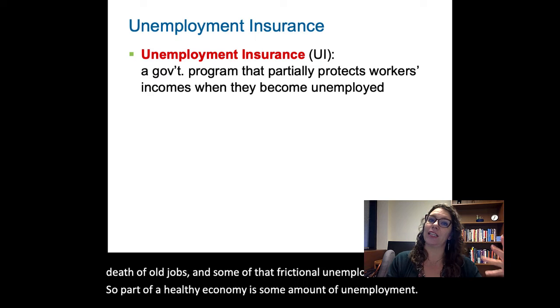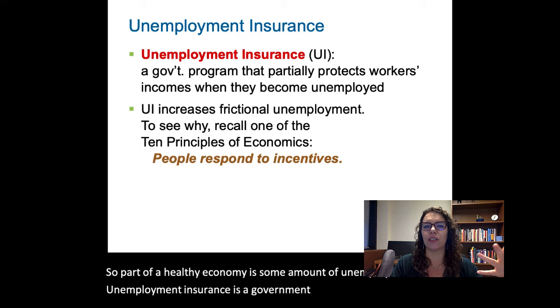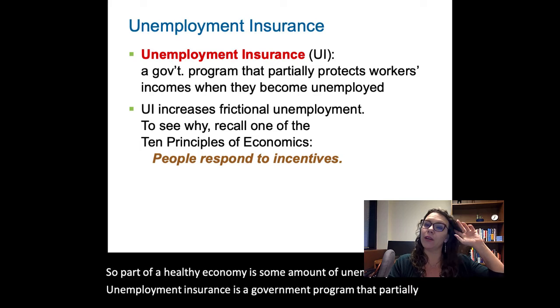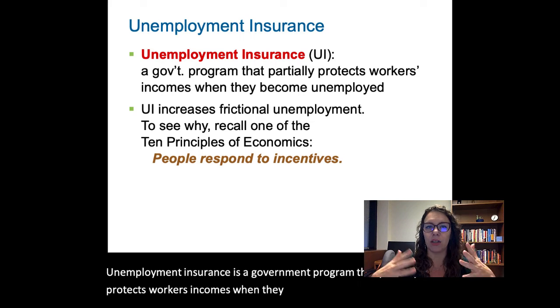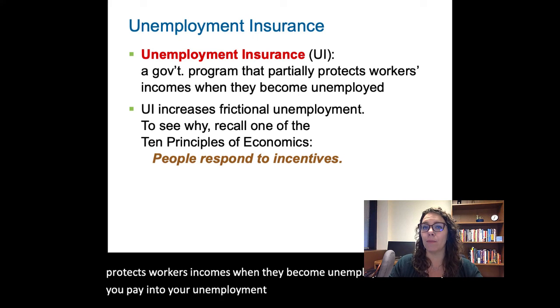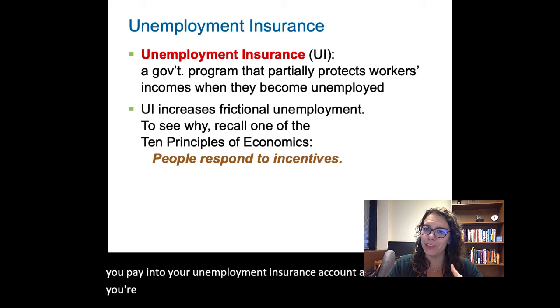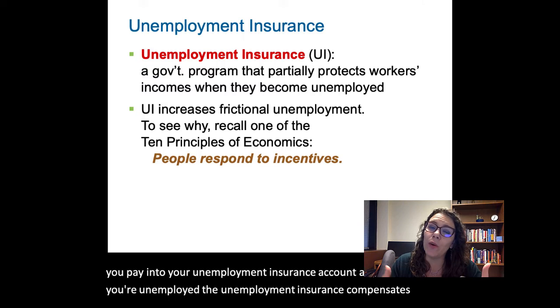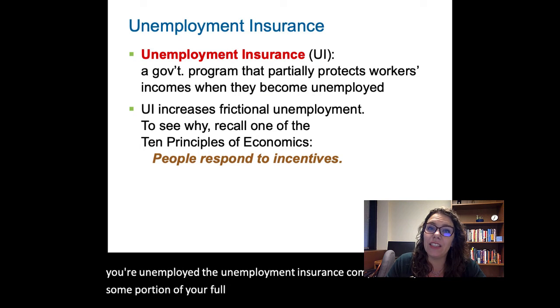Unemployment insurance is a government program that partially protects workers' incomes when they become unemployed. So basically, you pay into your unemployment insurance account, and then when you're unemployed, the unemployment insurance compensates you some portion of your full wages to provide a safety net to help you look for work.